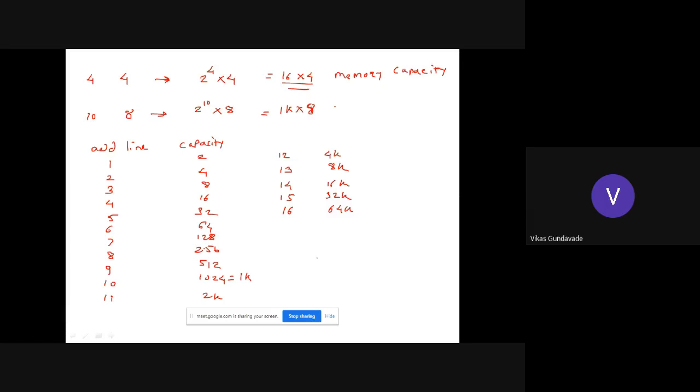So if you are asked to identify the number of address lines required to interface 2K by 8 memory, what does it mean? For this 2K, how many address lines are required? 11 address lines. So the address lines will be 11 and the data lines will be 8. So this many address and data lines are required to interface 2K by 8 memory. Okay, everyone understood it?